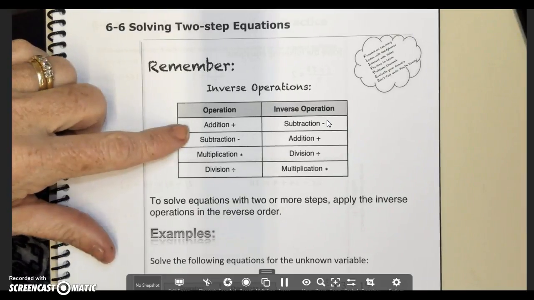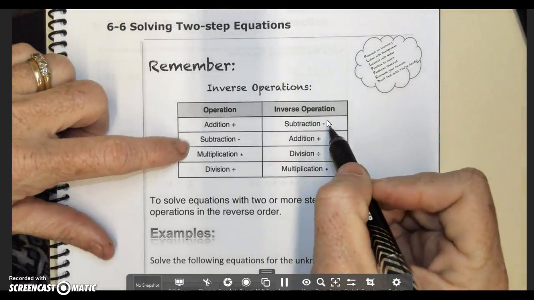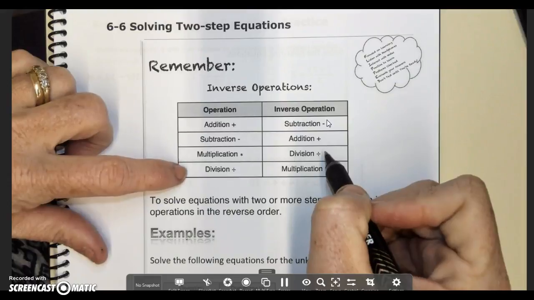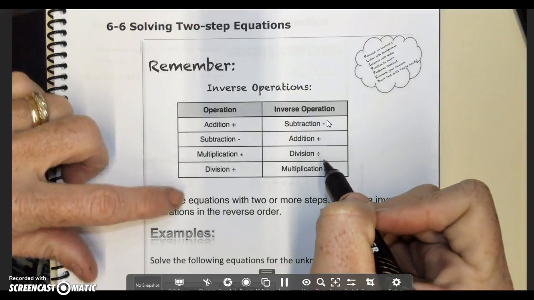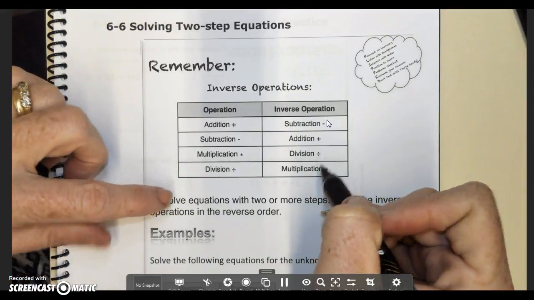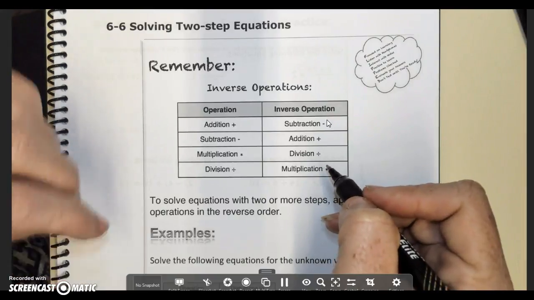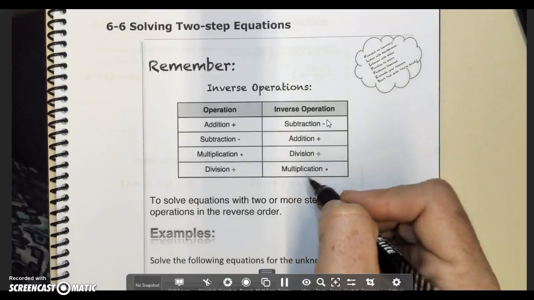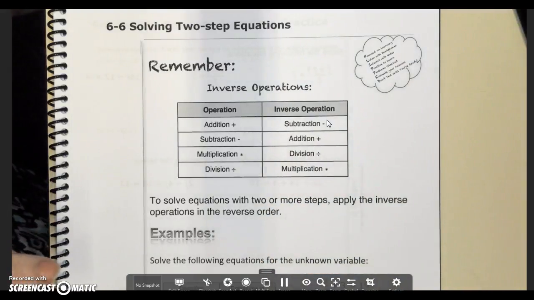So you already know that every operation has an inverse operation. Addition and subtraction are opposite from each other. Multiplication and division are opposite from each other. Eventually you will use things like squaring and square root. We've already touched on that a little bit, and we'll add those in as we go.